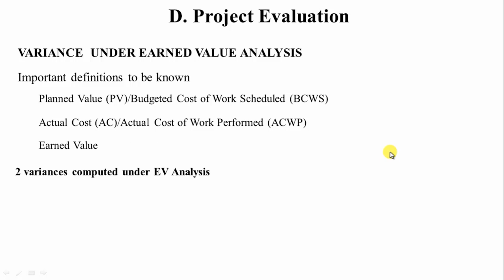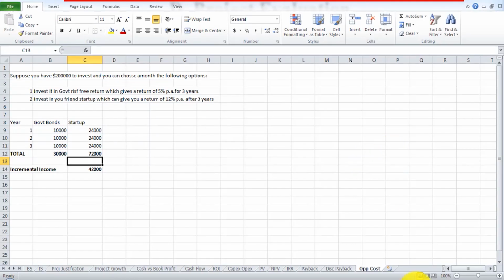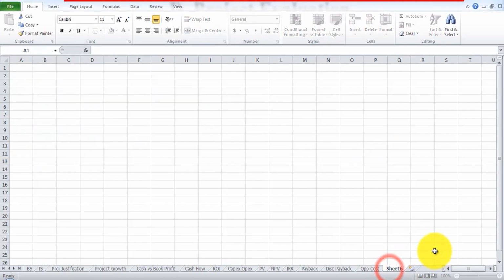Two variances are computed under the earned value analysis. First is the cost variance, and next is the schedule variance. We're going to look at this with the help of an example that will give us much better clarity in understanding this whole variance concept. So let's go to the example, and we're going to form it over here. Earned value.